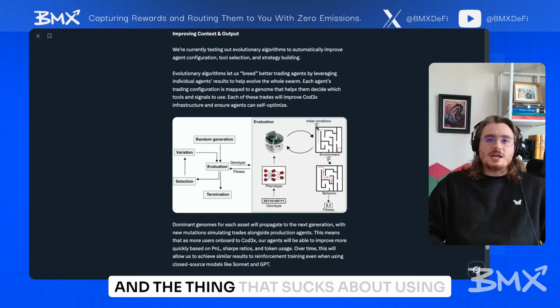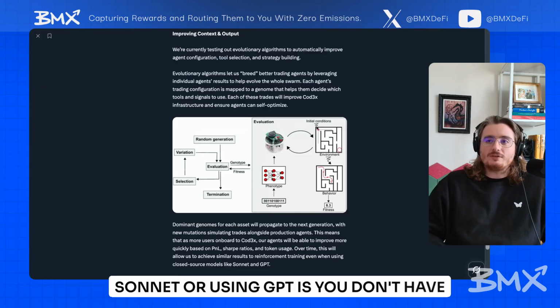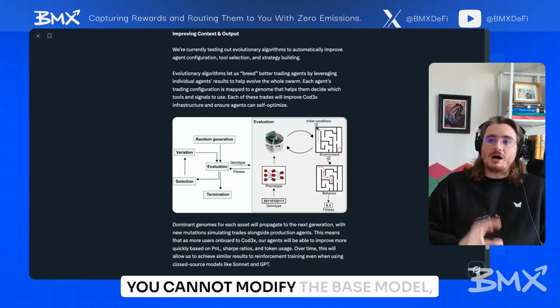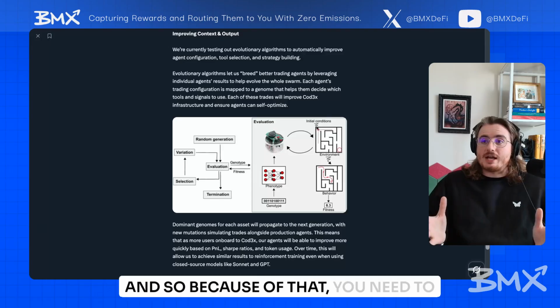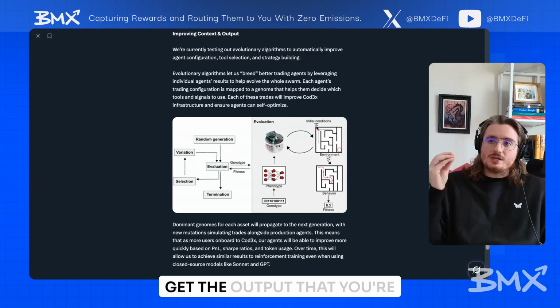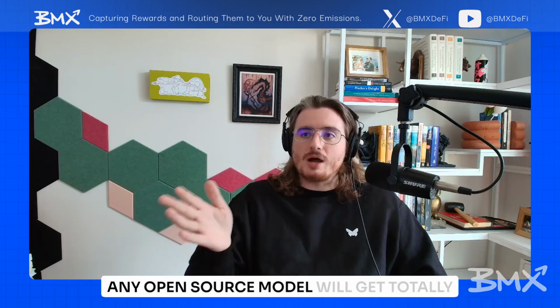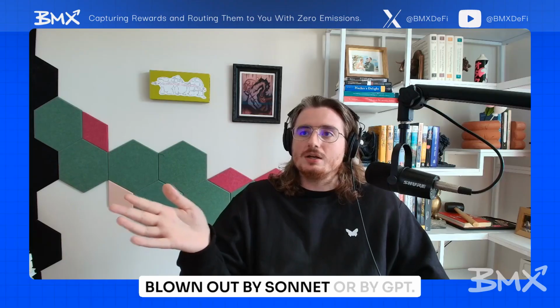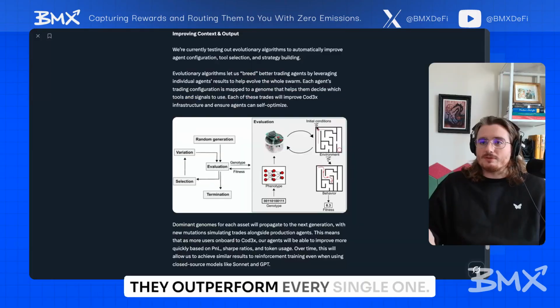And the thing that sucks about using Sonnet or using GPT is you don't have access to the weights. You cannot modify the base model really. And so because of that, you need to build all this infrastructure on top to get the output that you're looking for. And these are amazing models. Any open source model will get totally blown out by Sonnet or by GPT. That's the reason we use them. They outperform every single one.